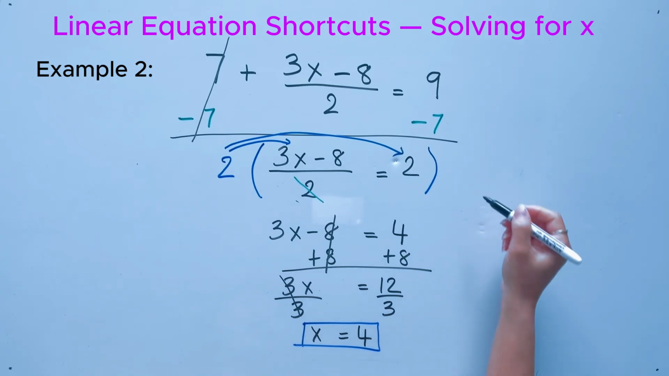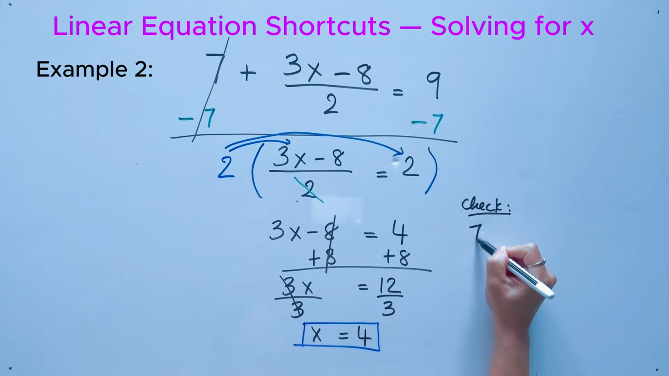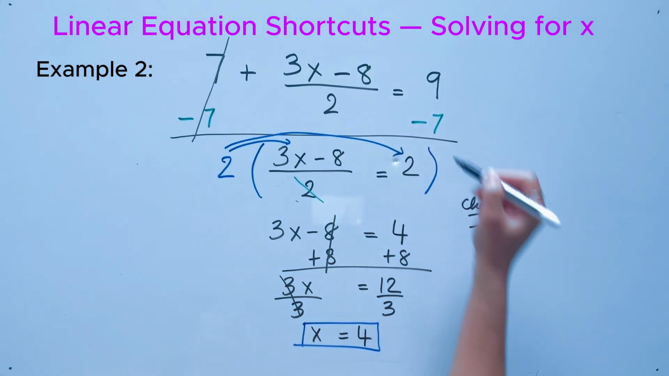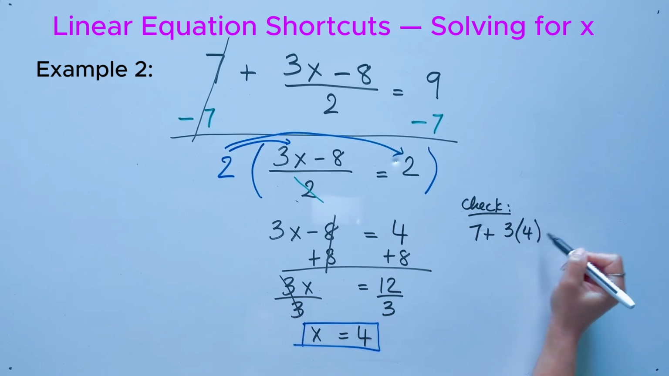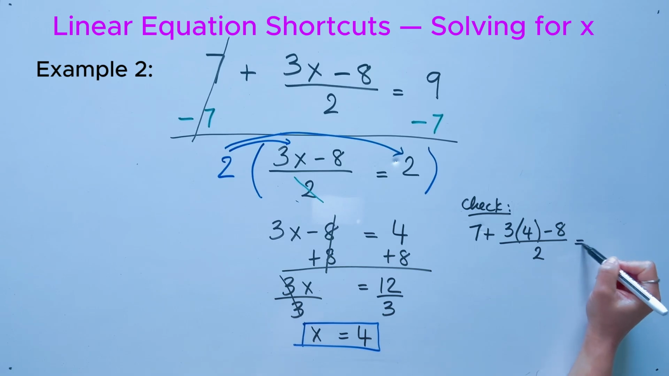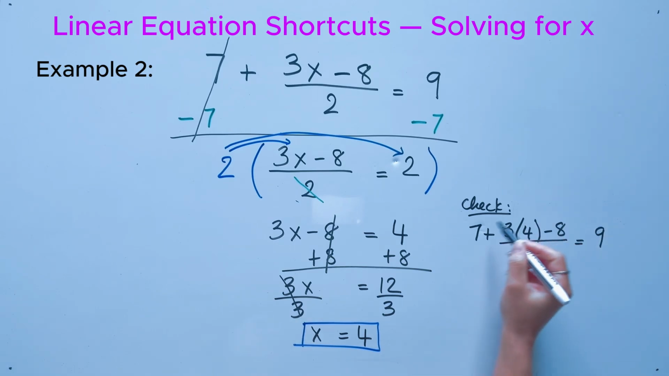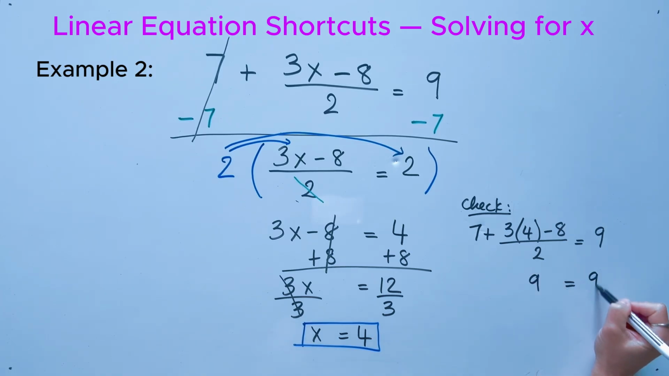So always check your answer to make sure it's correct. Check. So 7 plus, use the original equation, (3 times 4 minus 8) over 2 equals 9. So now put everything in the calculator. On this side, you will have 9 equals 9. So now you confirm that this is correct.